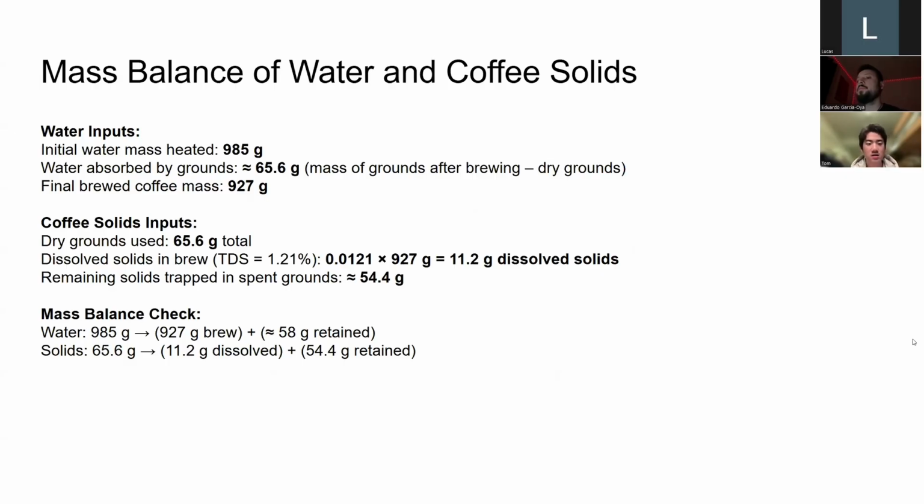Okay, so here's the mass balance of our final design brew. We started with 985 grams of water. After brewing, 927 grams ended up in the final coffee, and the remaining water was retained in the spent ground. For the coffee solids, we used 65.6 grams of roasted beans based on our TDS of 1.21%. About 11.2 grams of solids were extracted into the brew, while the rest stayed in the ground. This shows that our mass inputs and outputs close properly, confirming the consistency of our brewing process.